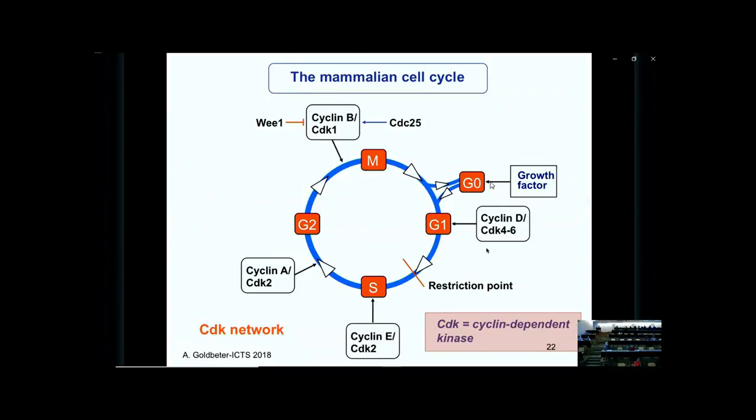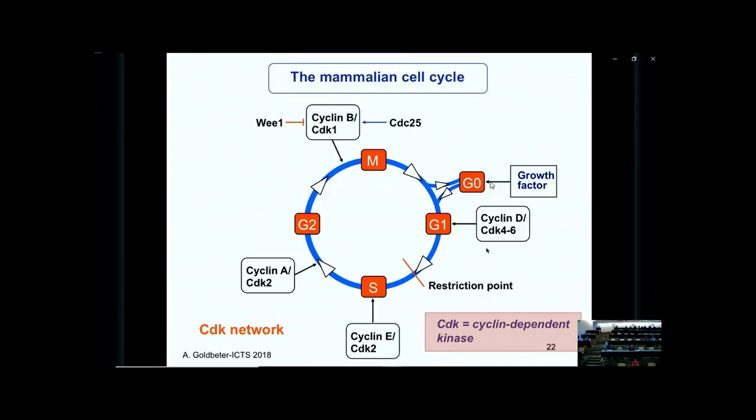So there is also another phase called G0, which is a quiet phase, where the cell sits still, waiting for a growth factor to trigger entry into the cell cycle. So what is the behavior of this network of cyclin-dependent kinases?